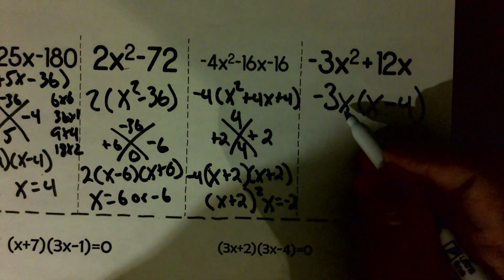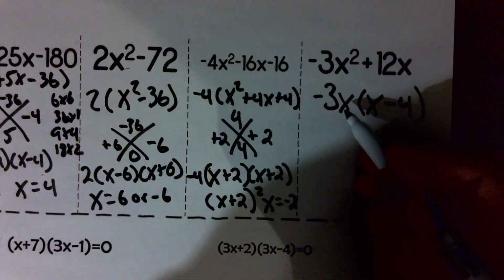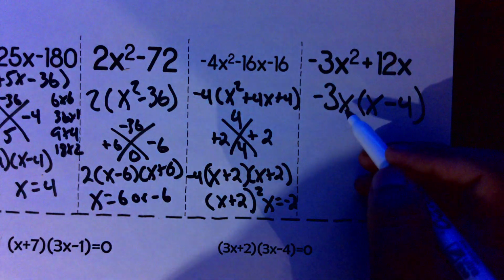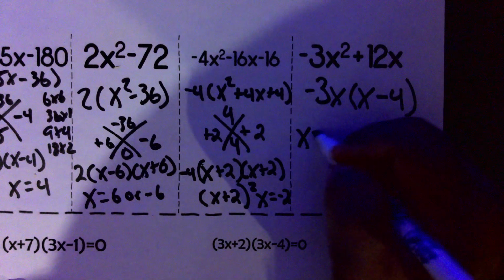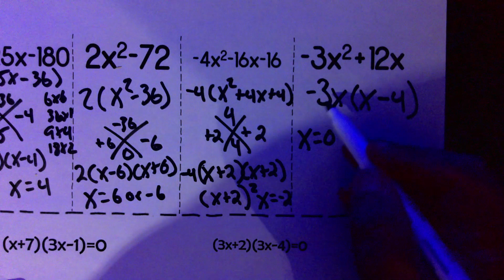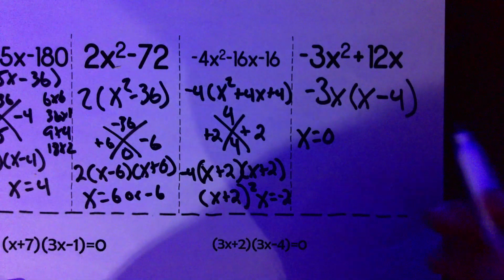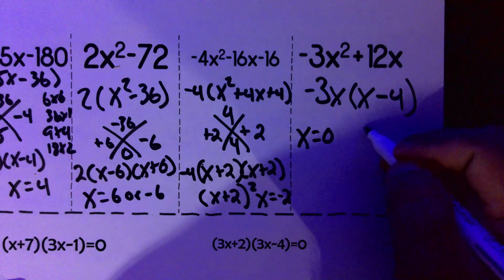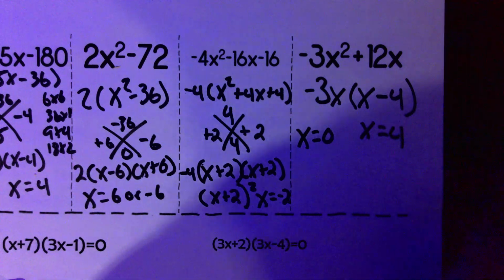Negative 3 times what is 0? And the answer to that is obviously going to be 0. Anything times 0 is 0. Okay, so when you don't have a plus or minus and you just have the x by itself, one of your solutions is 0. And then this other guy has got to be positive 4.